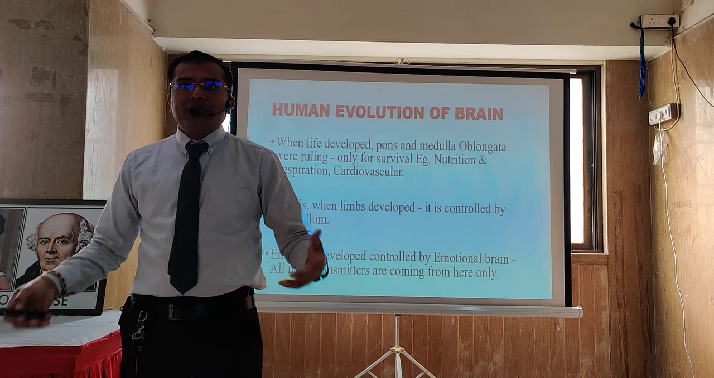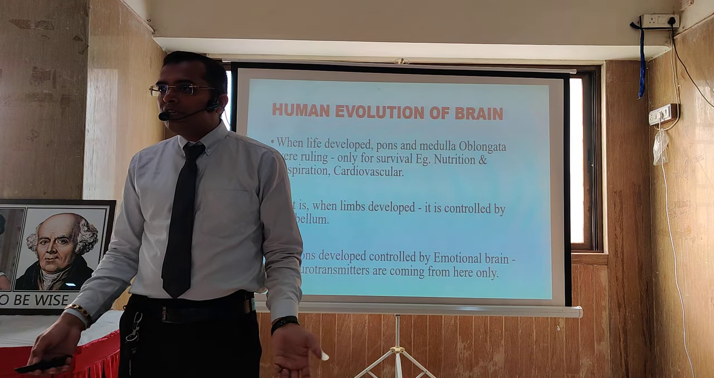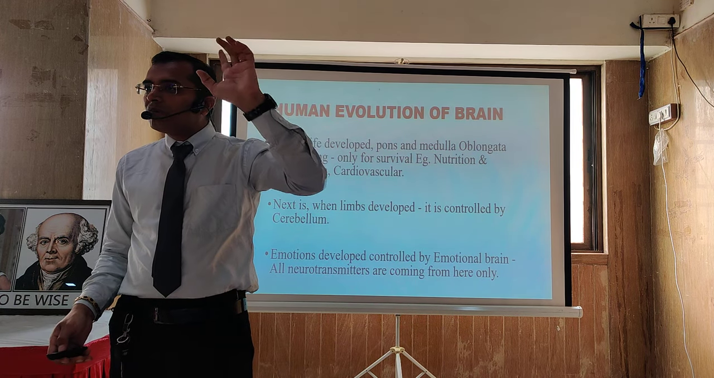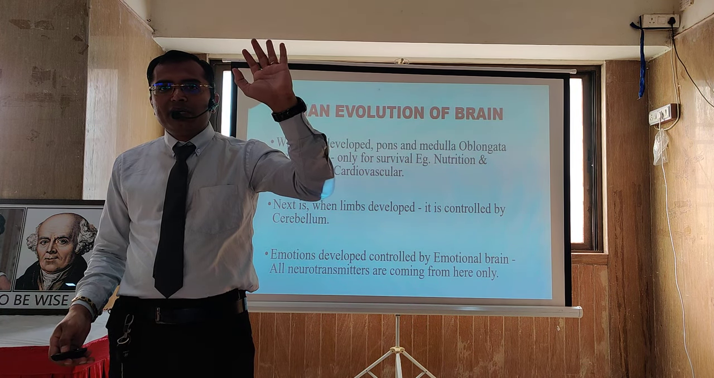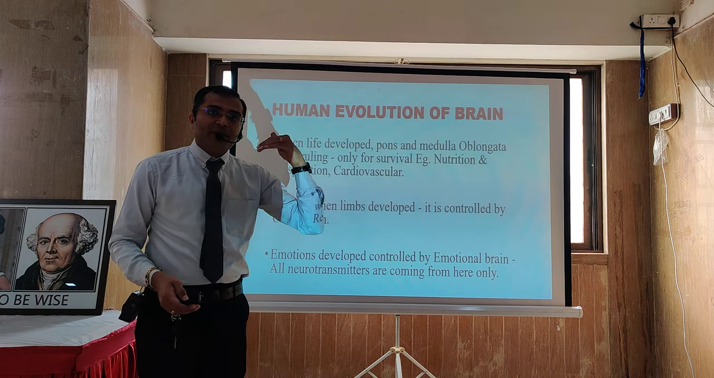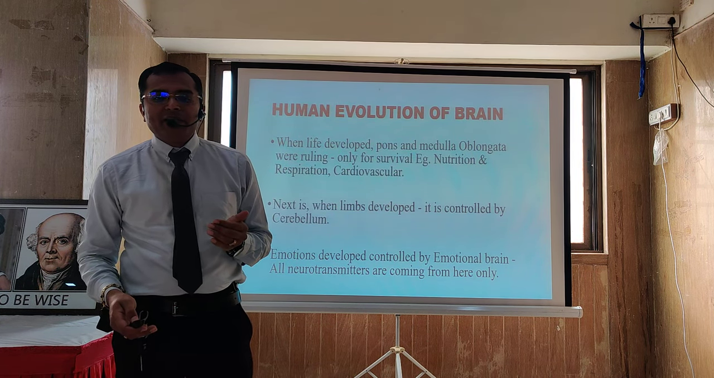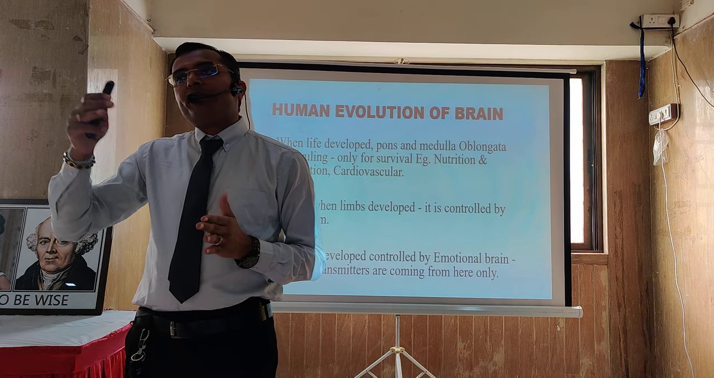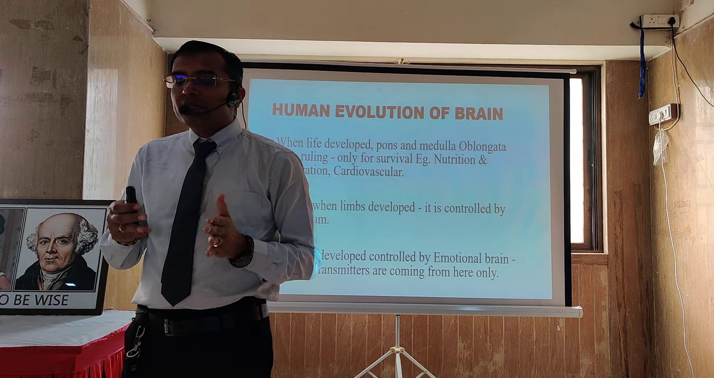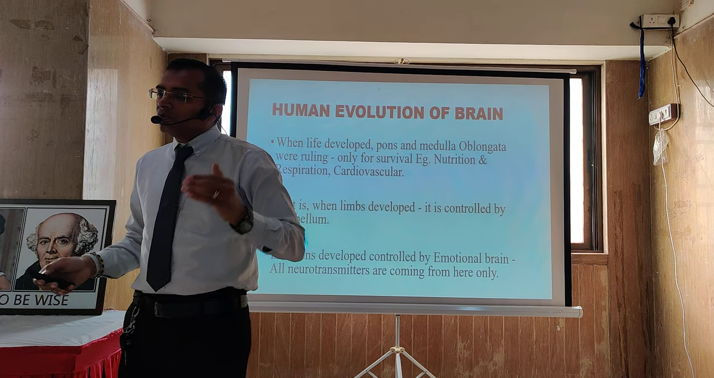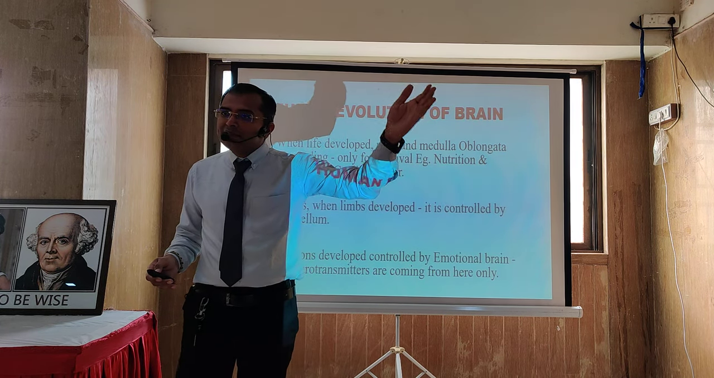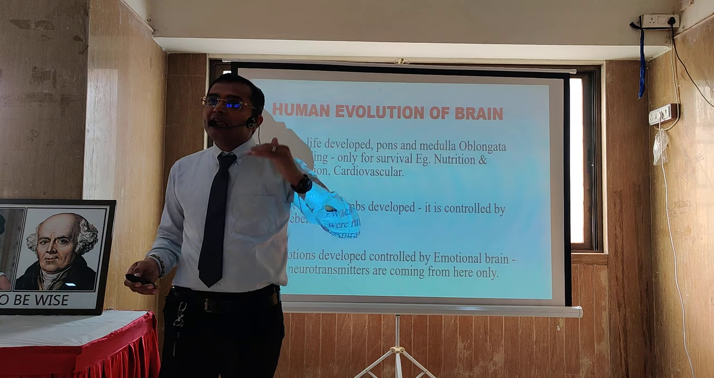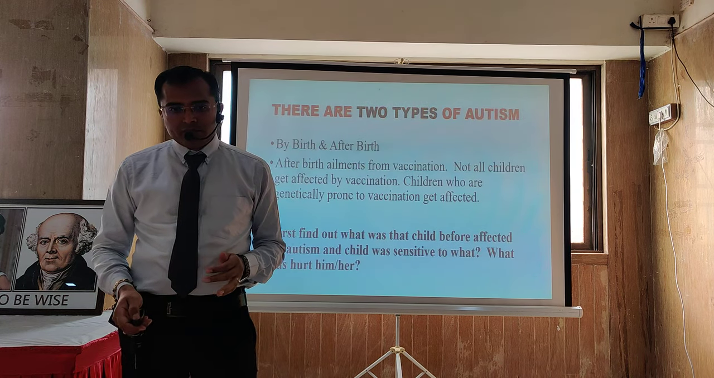There is a limb, but this limb is not used for balance. So that means the cerebellum is still not working. Are you getting me? And then the emotion develops. The emotion is controlled by the emotional brain and all the neurotransmitters coming from it. That neurotransmitter gives rise to a signal. So this emotion gives rise to a cause, and also a conflict and the reactions.